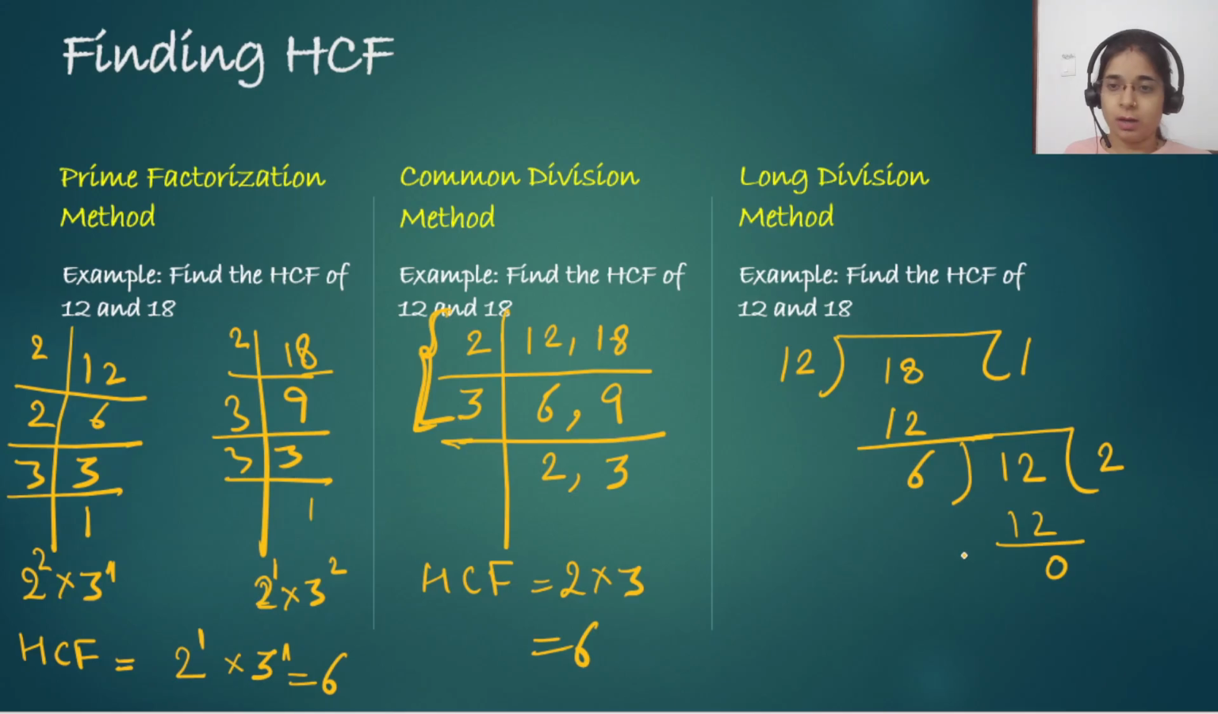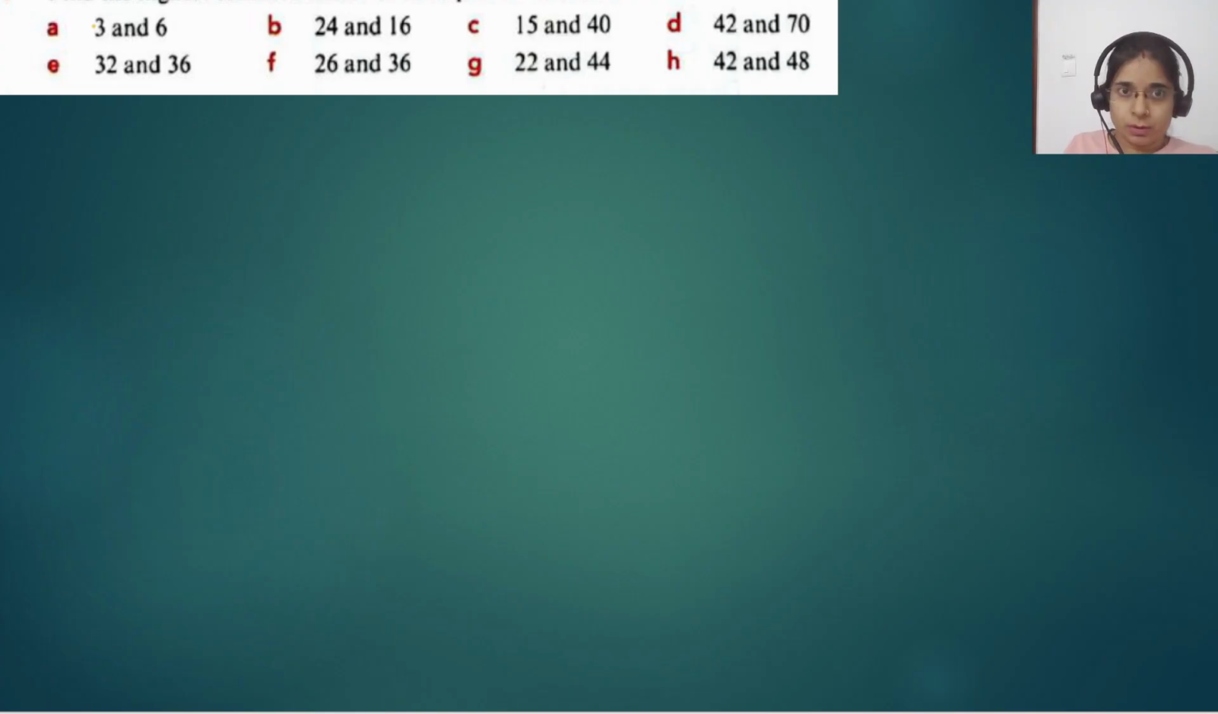So what is the last non-zero divisor? That is 6. So HCF is 6 here. Right? Understood all the three methods? Okay, let's practice the questions now based on these three methods.